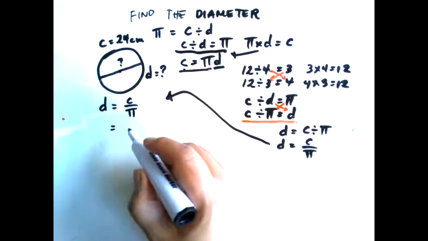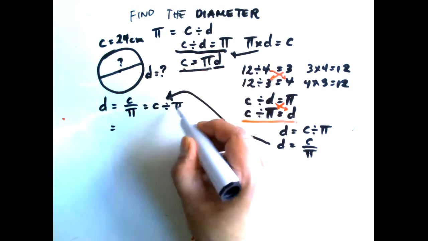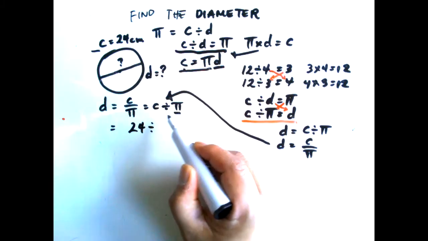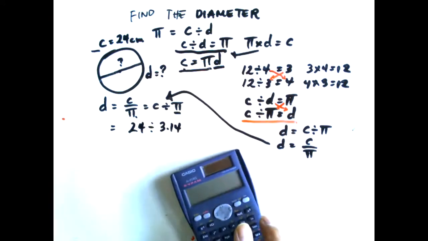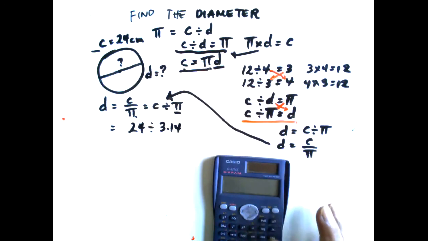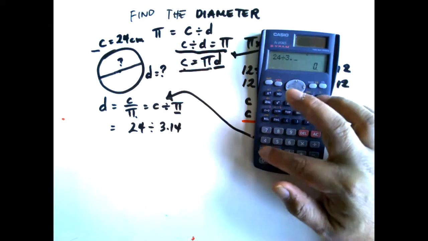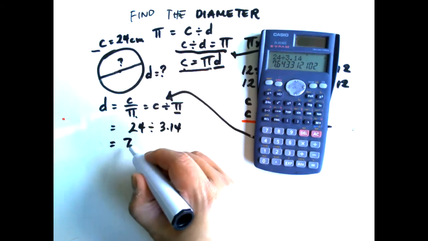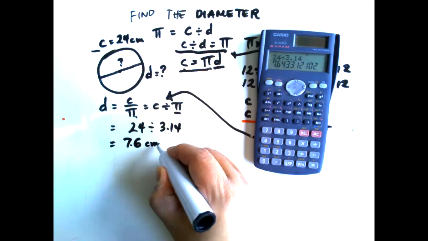The diameter can be found by this formula. What is C? We're given it: 24 divided by what? Pi, which is 3.14. So let's use our friendly calculator. It will be 24 divided by 3.14, and your answer is, the diameter is 7.6. Let's use one decimal place. 7.6 centimeters.